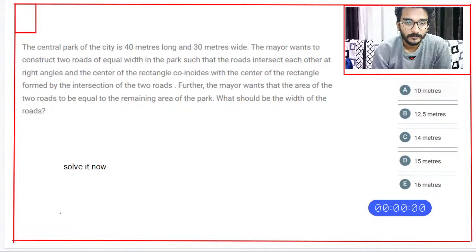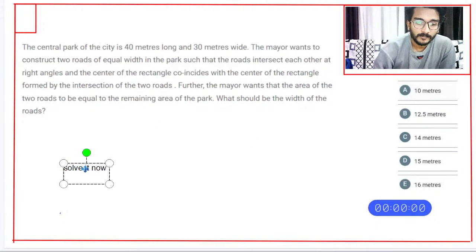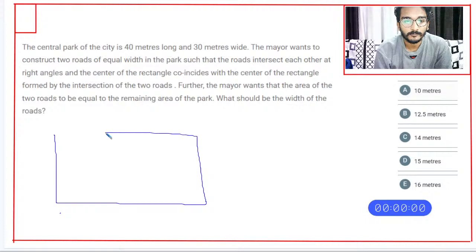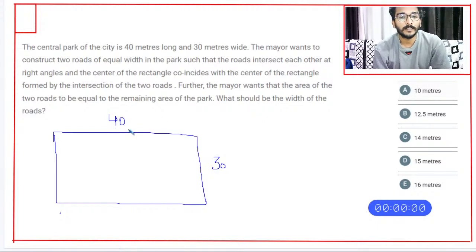Okay, let's start the question now. Meanwhile, you can continue your answer. So there is a central park of a city in the rectangular 40 cross 30-meter wide. The mayor wants to construct two roads of equal path width in the park such that the roads intersect each other at right angles.